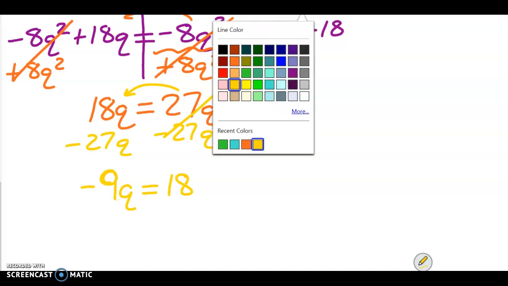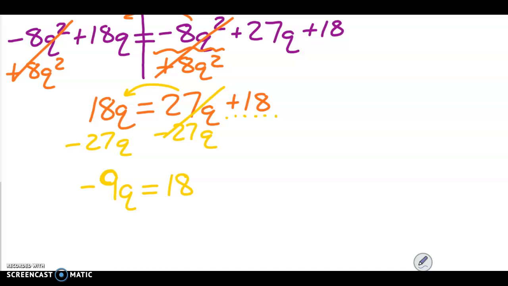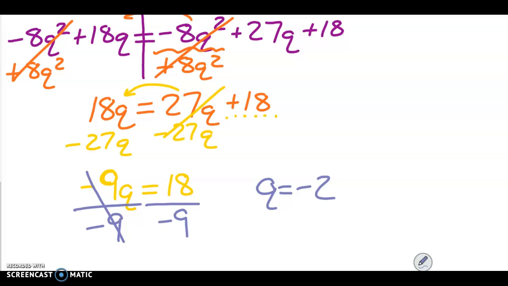And my final step to finish this problem, I divide by the negative 9 that is in front of q, and I end up with q all by itself equal to a negative 2. Positive 18 divided by negative 9 will give me negative 2.